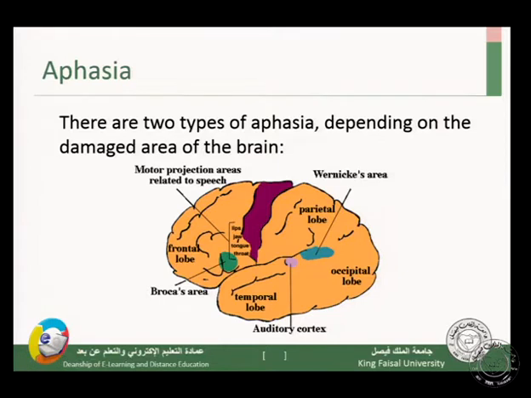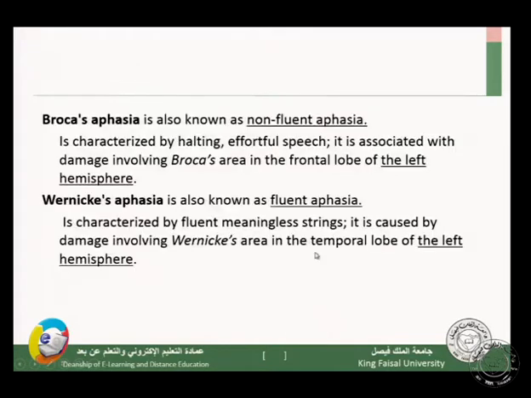And B is one of the first letters in the English alphabet. So the first is in the front. Broca starts with B, production, BP, and the letter B is in the front. So Broca's area is in the front, and Wernicke's area is in the back, the temporal lobe. I hope this helps you remember which one is responsible for production and which one is responsible for perception.